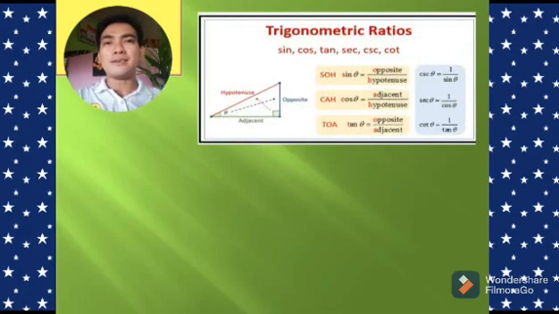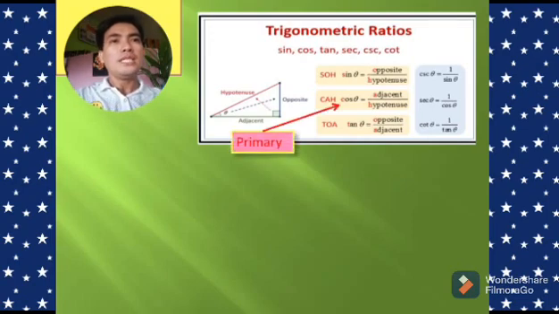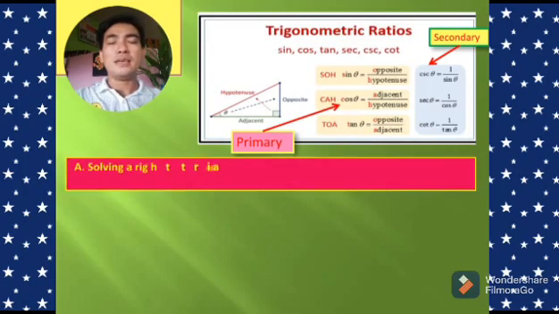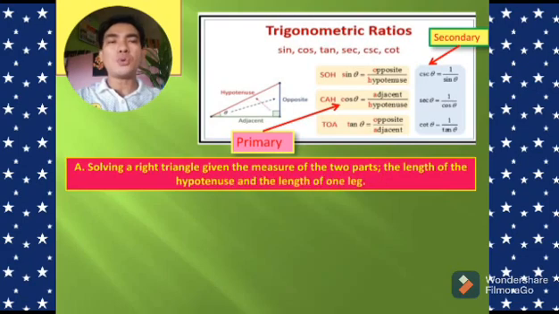And to start with, let us have a sort of review of the past lesson. We have here the trigonometric ratios. The primary ratios, we have the sine, cosine, tangent. And the secondary ratios, we have the cosecant, secant, and cotangent. Previously, we were learning how to solve a right triangle given the hypotenuse and the length of one leg.